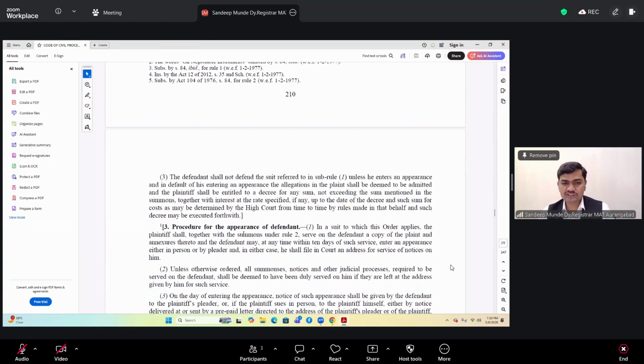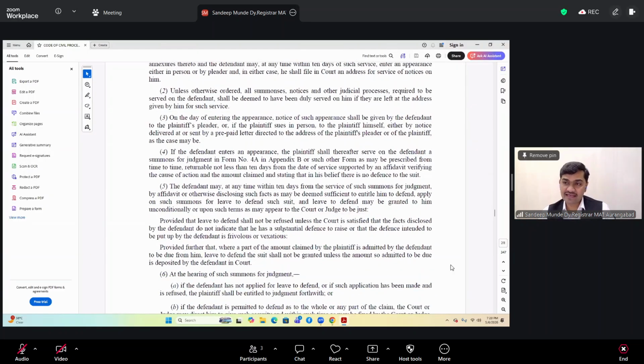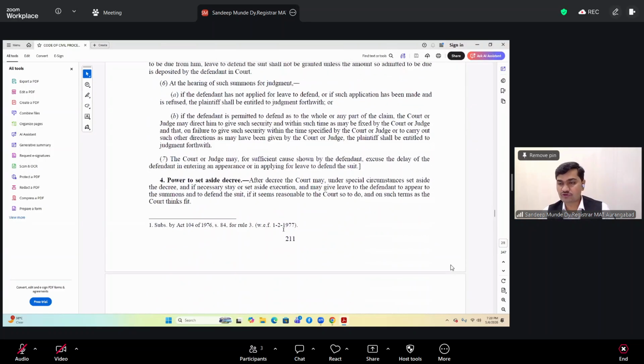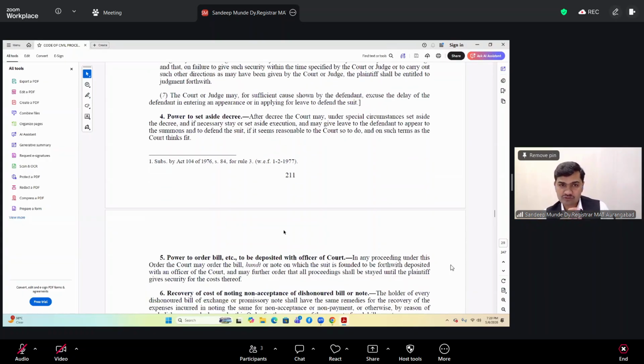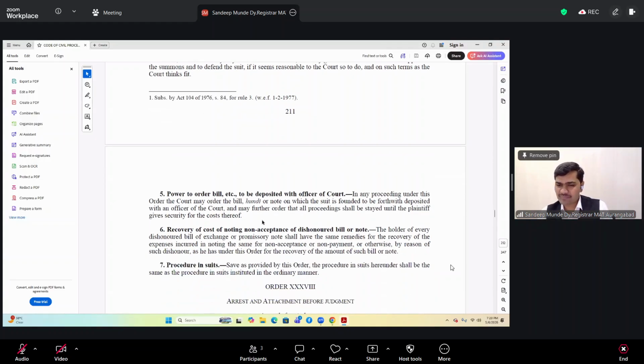As per Order 37, the procedure for appearance of the defendant is required at the time of filing of the suit, and it is required to be mentioned in the plaint. It is the suit under Order 37 of the Code of Civil Procedure. This is applicable only to the extent of when the suit is for the recovery of money or the bills of exchange or the Munde.